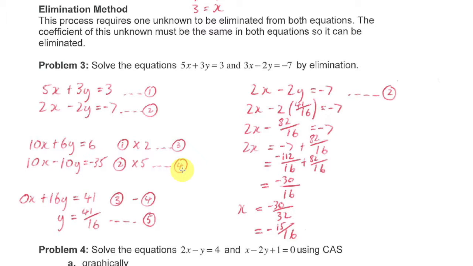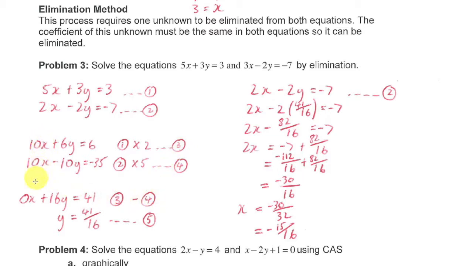In my next move, I take the top line and I subtract the bottom line. What will occur is that the x's will now be eliminated, hence the name, meaning that I'll have an equation with only one variable, which I can easily solve. So here I'm going to take equation 3 and subtract from it equation 4.